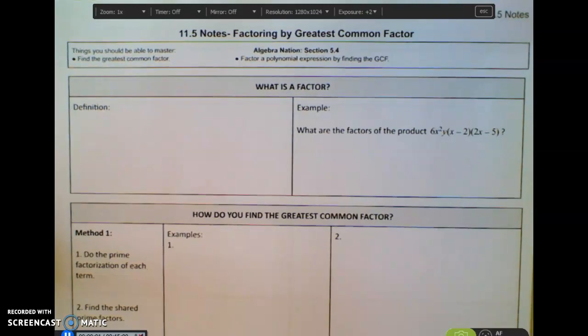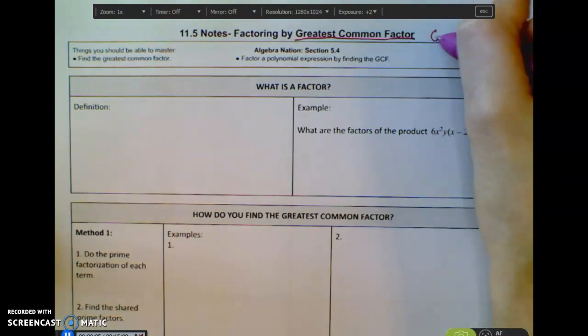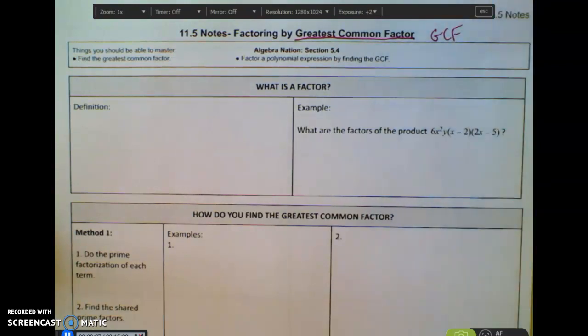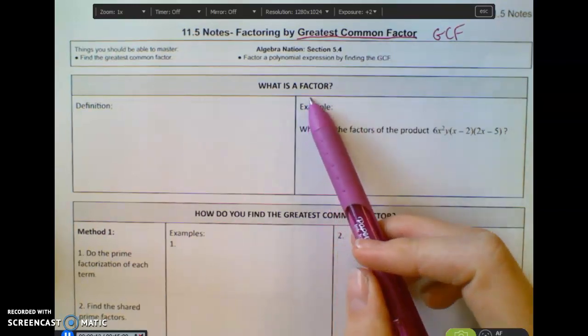Alright, this is 11.5, factoring by greatest common factor, which we will call the GCF. This is always what we will do first whenever we factor. So first of all, what is a factor?